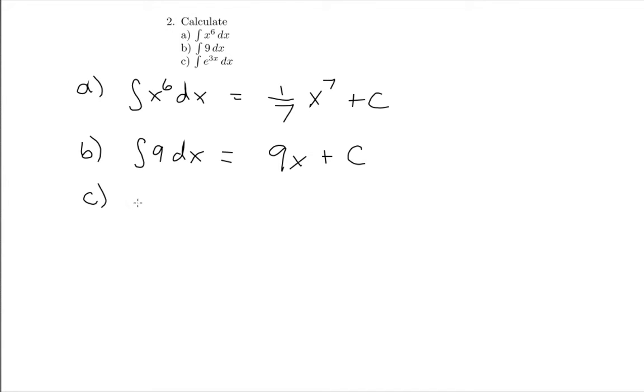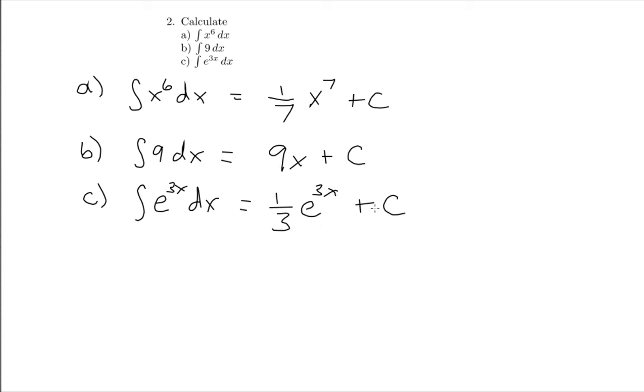And finally, let's do this integration. So the integral of e to the 3x dx. We again have a formula for this, which is 1/3 e to the 3x plus an arbitrary constant c. And once again, it's always a good idea to double check to make sure you're right.